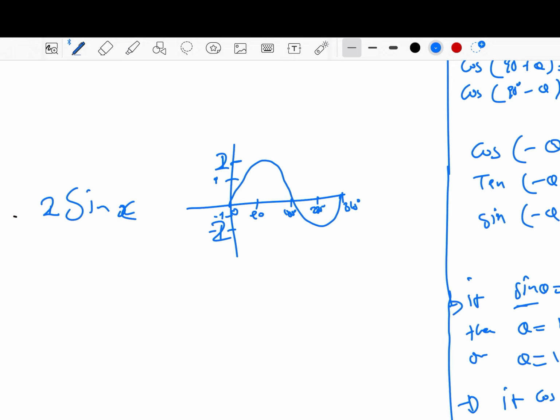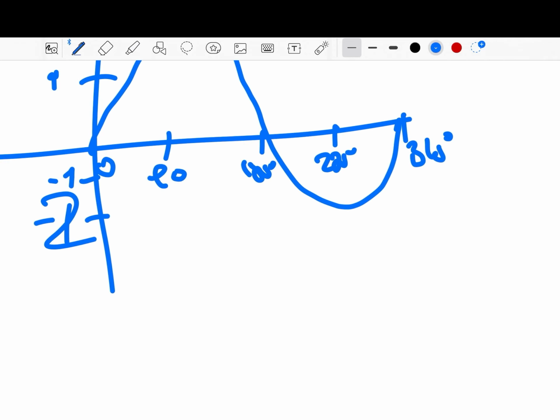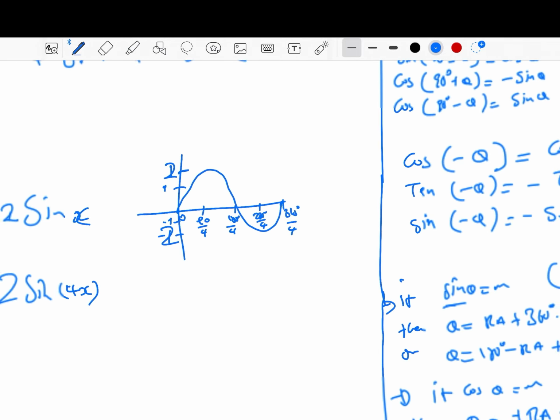So if the wave becomes bigger, if it was half, this was going to be 1/2 instead of 2. Okay, so the wave becomes bigger. Now we have 2 sine x. Now if we multiply x by 4, if it's 4x, what you're going to do is divide this whole thing by 4. So now you're making your wavelength smaller.